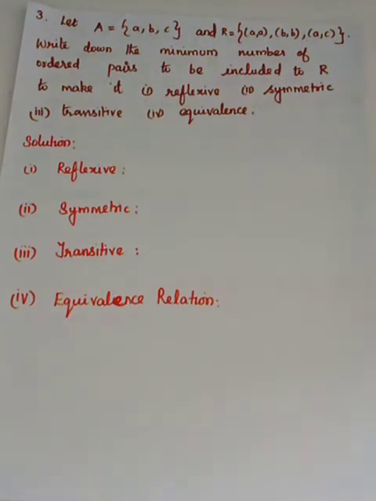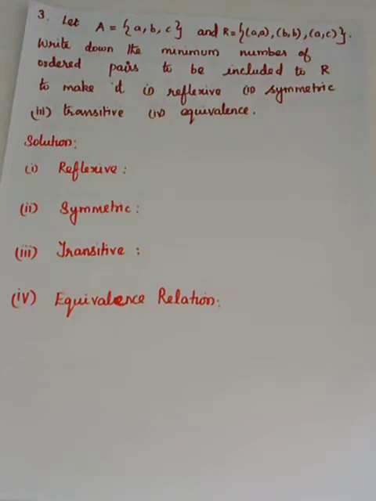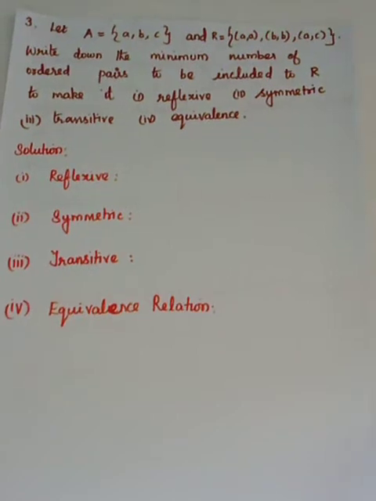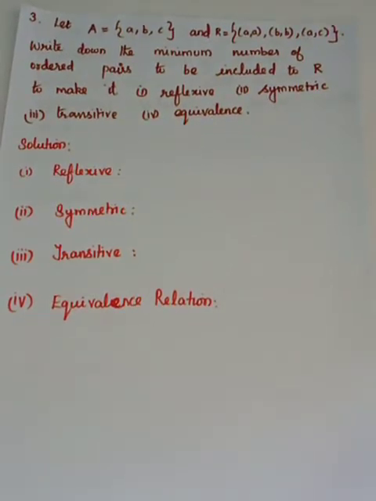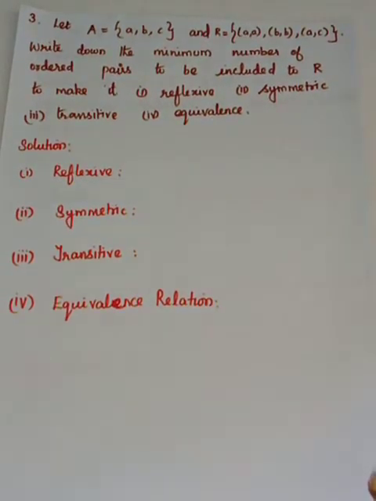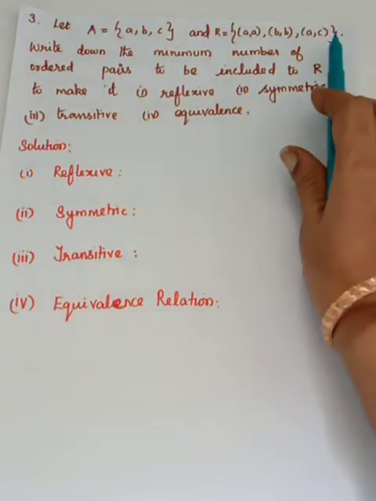Okay, coming to the third problem. Let A equal abc. A is a set having three elements a, b, c, and the relation is given. In that relation you have three ordered pairs: one is a comma a, another one b comma b, the third one a comma c. The same thing: write down the minimum number of ordered pairs to be included in R to make it reflexive, symmetric, transitive and equivalence.